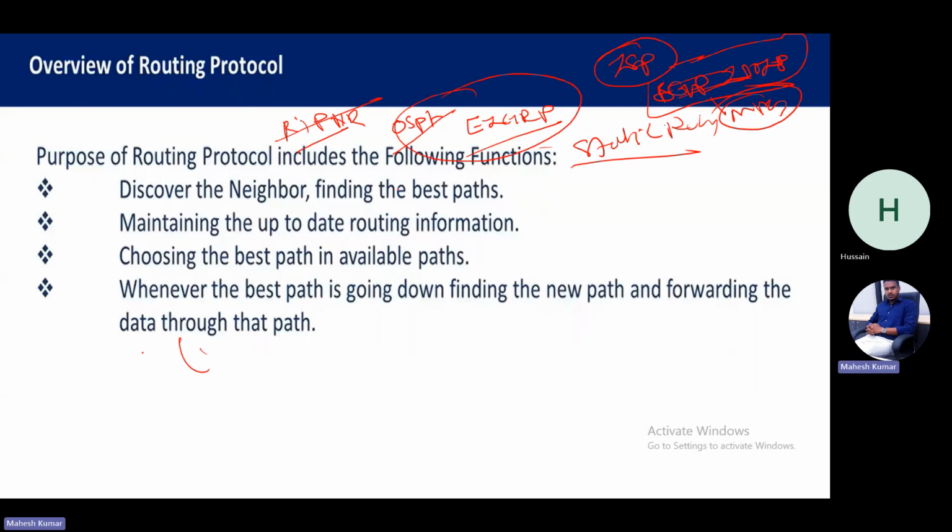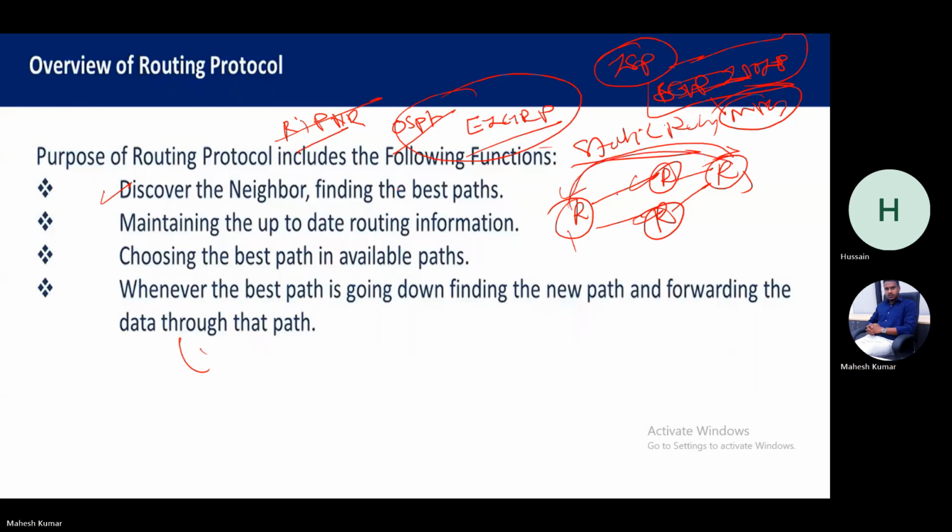So finding the best path means discovering the neighbors. This is a router and this is another router and this is another router. All are connected directly, right? Indirectly connected also. These two are indirectly connected, but this router will be responsible to share information about them. So discovering the neighbors and finding the best path to reach the destination, that is the main purpose of any routing protocol.